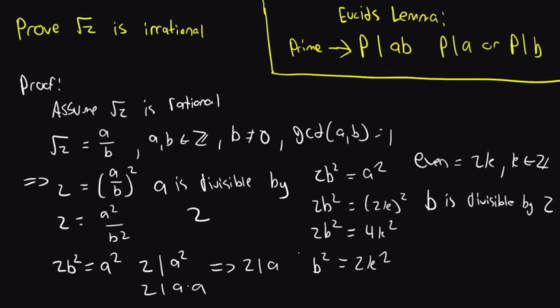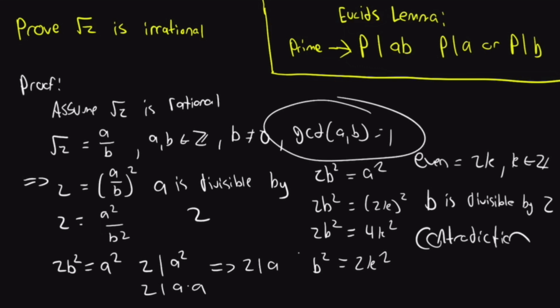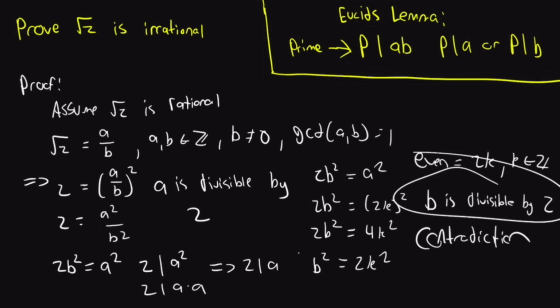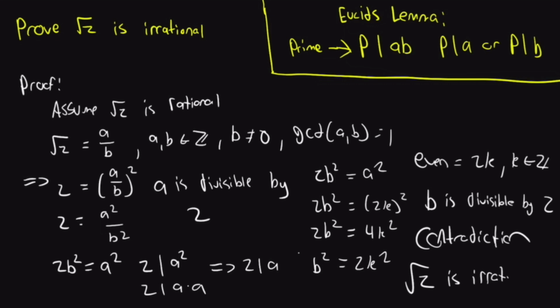Now you may notice that this leads to a contradiction, because we stated over here that the greatest common divisor of A and B is 1, but clearly A is divisible by 2 and B is divisible by 2, so the greatest common divisor of A and B cannot be 1, which means there's a contradiction, and hence root 2 is irrational. And that concludes our proof. We could denote it by a square at the corner.